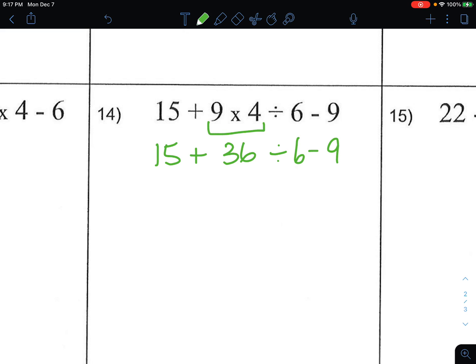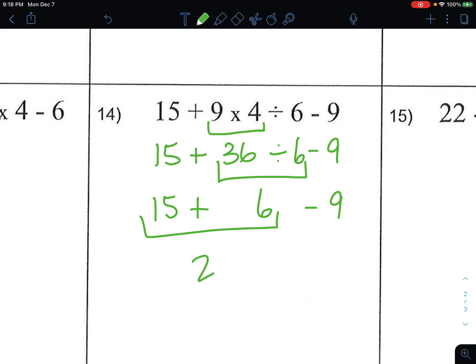Now we have to deal with that division. 36 divided by 6, that is 6, I think. 6 times 5 is 30, 6 times 6 is 36, yeah. Now bring everything else down: plus 15, minus 9. Now we just go to addition, subtraction, going from left to right. 15 plus 6 is 21, minus 9. 21 minus 9 is, 20 minus 9 is 11, plus 1 is 12. I think that's it. So there it is.